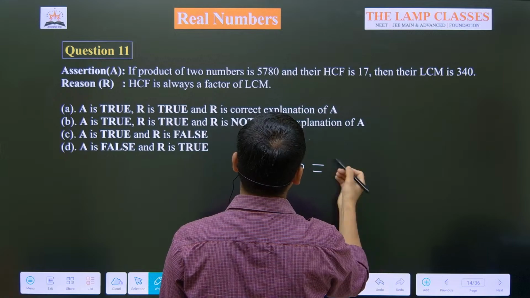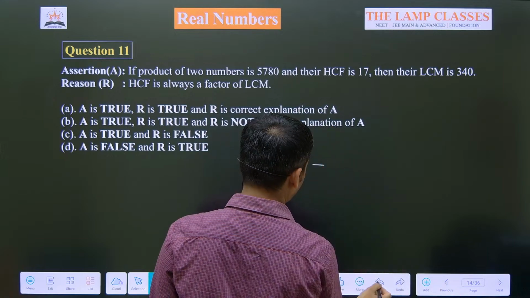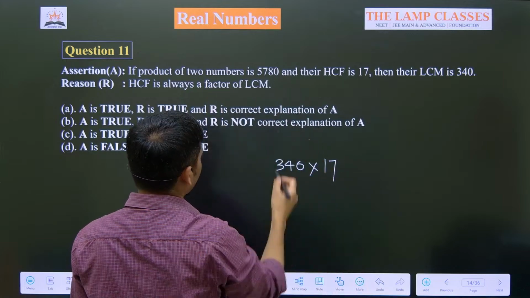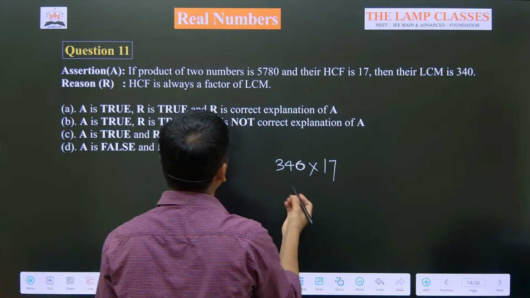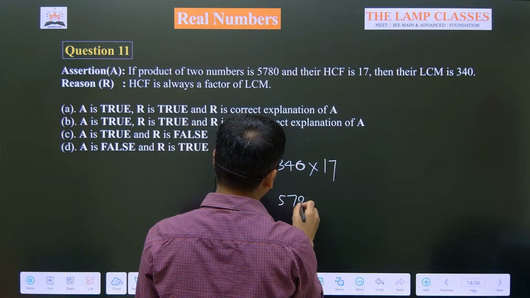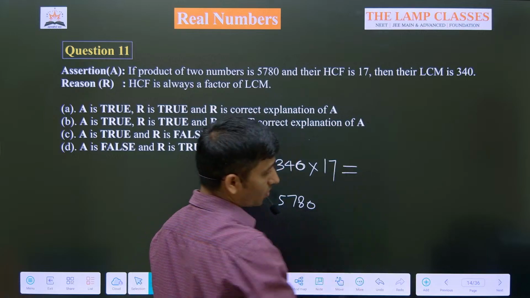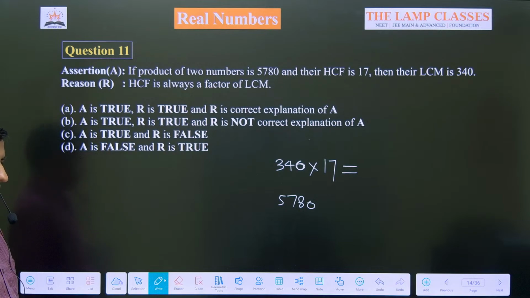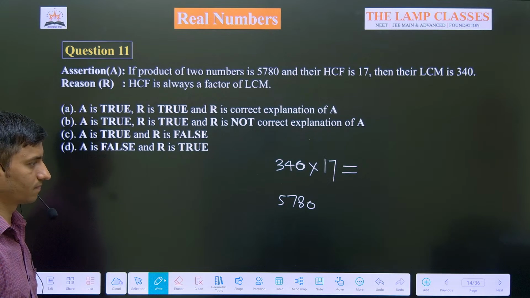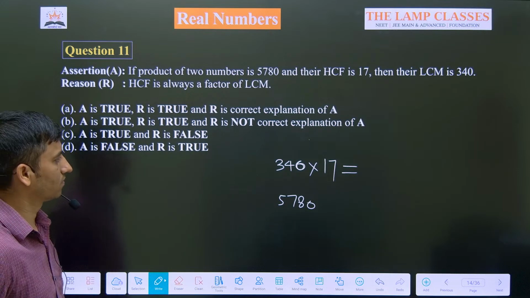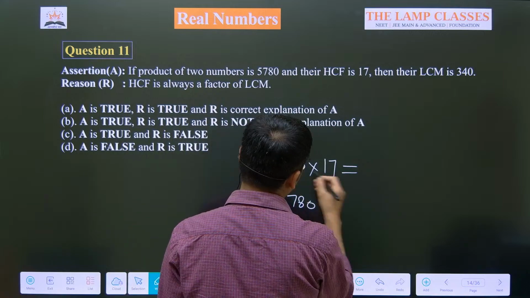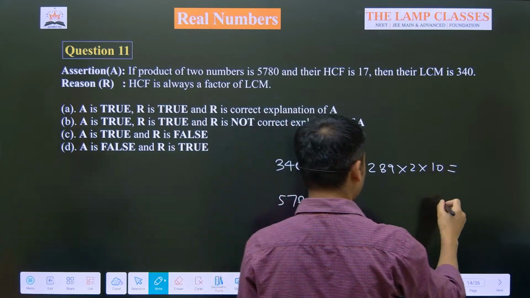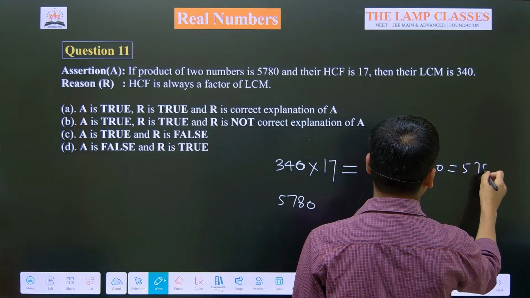and then HCF is 17, right? So into 17, and the product of the numbers is 5780, right? So we can check it. 5780 is the product. Are they the same? Because the formula is the product of the numbers should be equal to the LCM into HCF. Check it. So it is 17 square, 289, into 2 into 10, which is 5780 only, right? The product is the same.